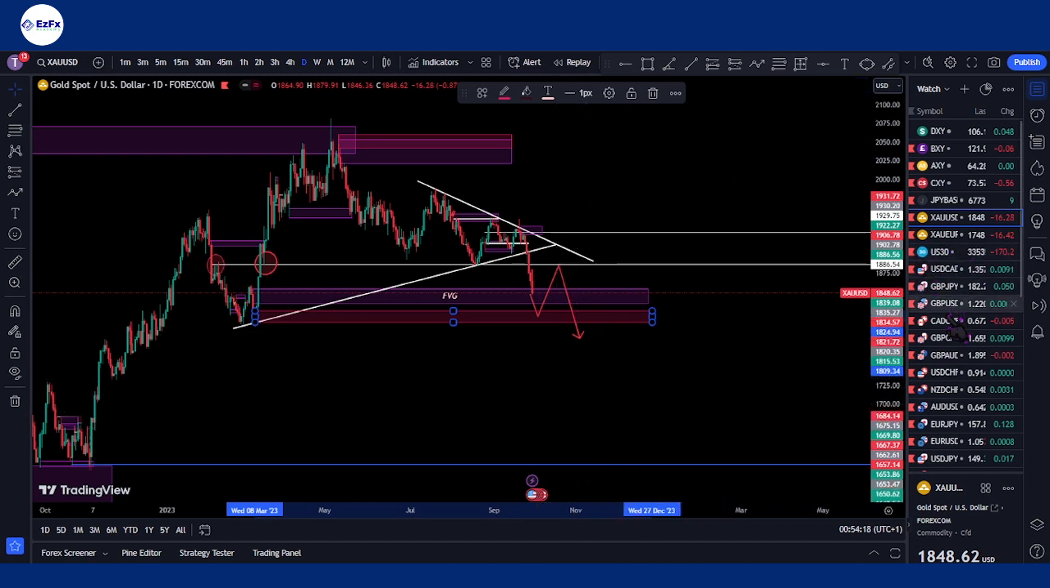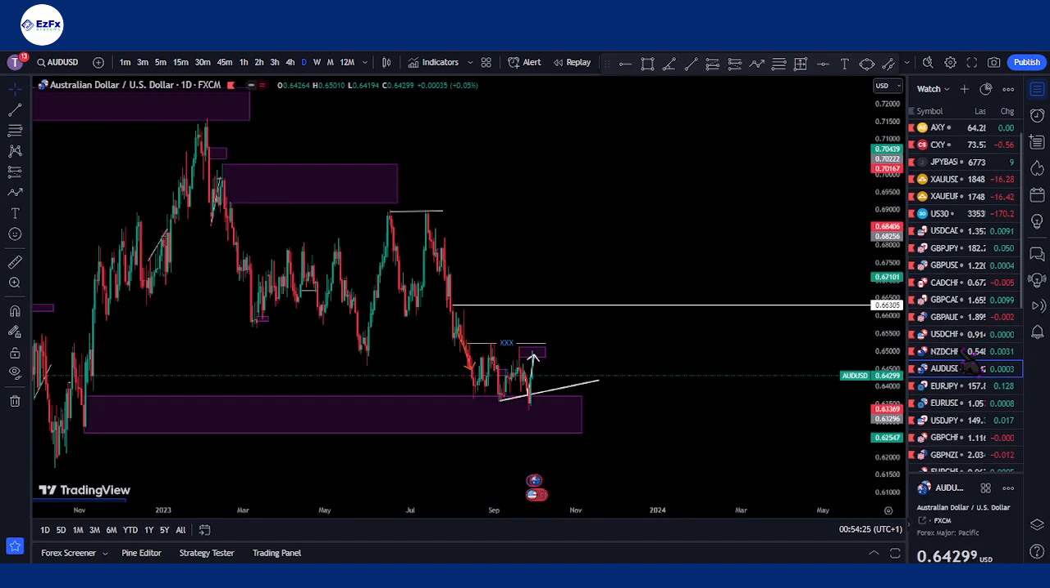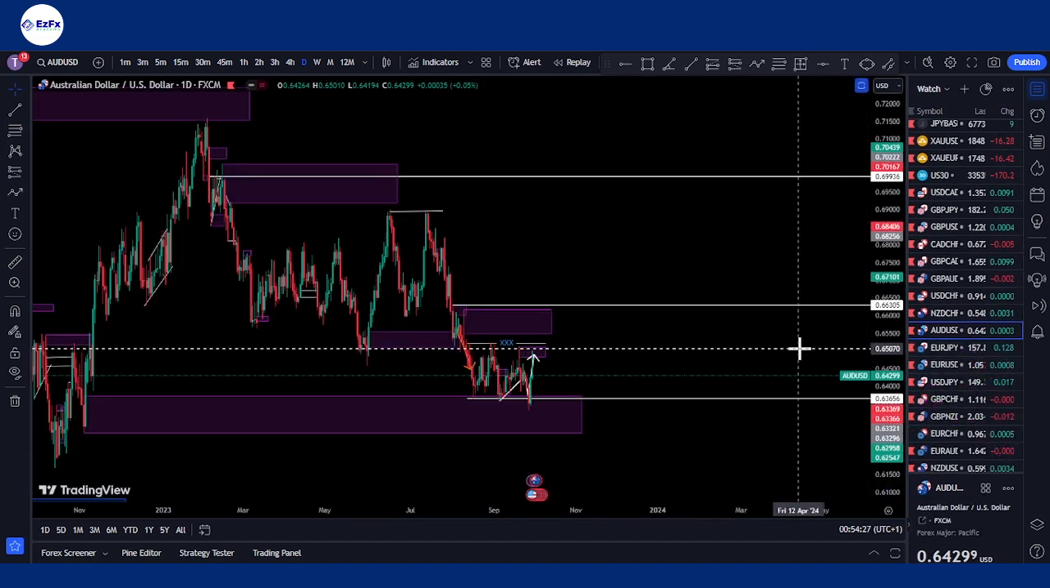So we've done GBP USD, JPY USD card, and gold. Let's look at AUD USD. We'll look at AUD USD, then we'll do Euro USD.